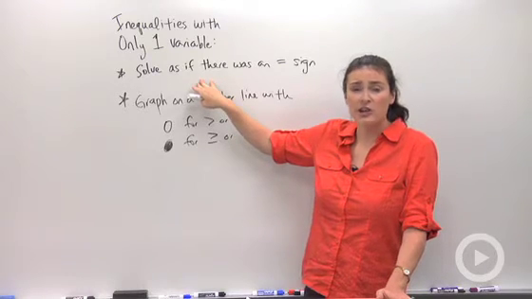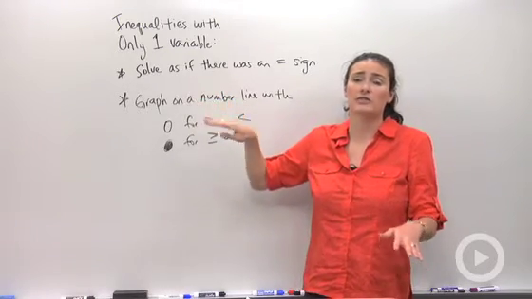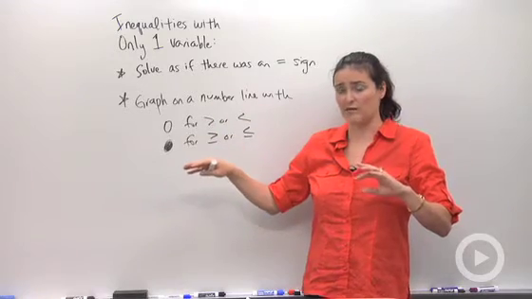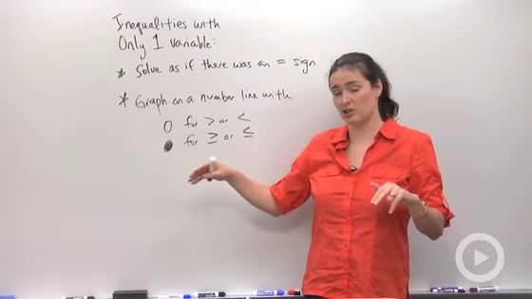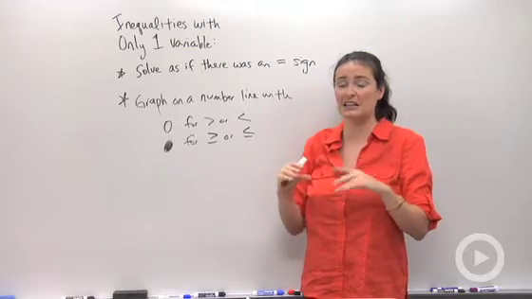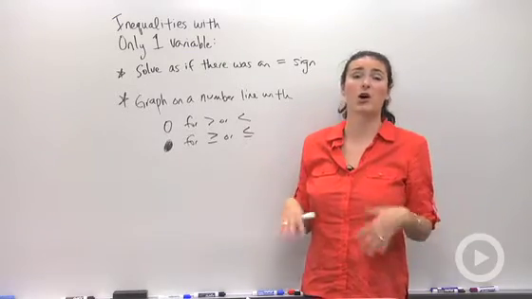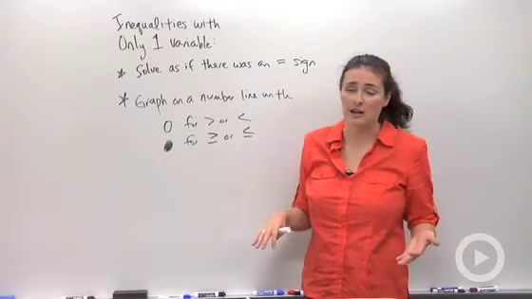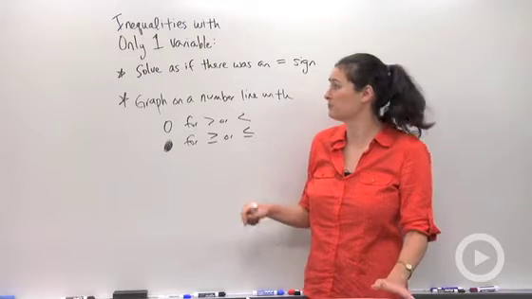sign. Use your solving techniques where you do the same thing to both sides. Whatever you're doing to one expression or one side of the inequality sign, you have to do the exact same thing to the other. Whether it's adding something or dividing by something or whatever, it has to be the same.